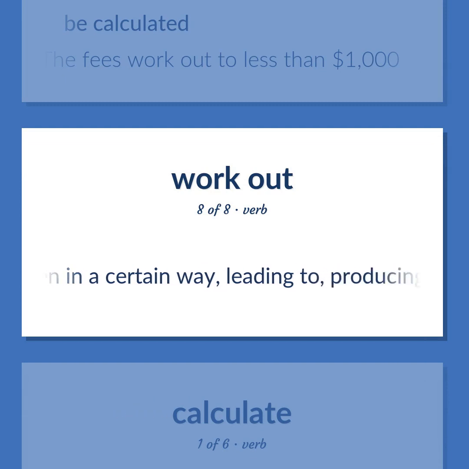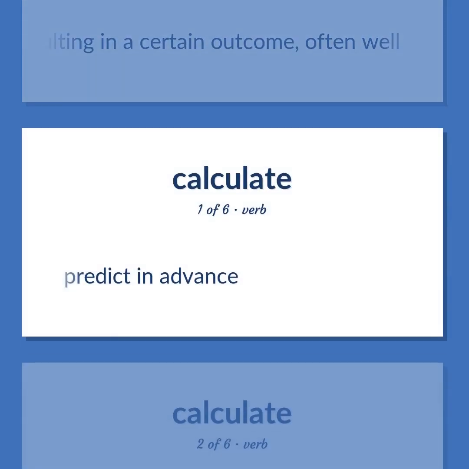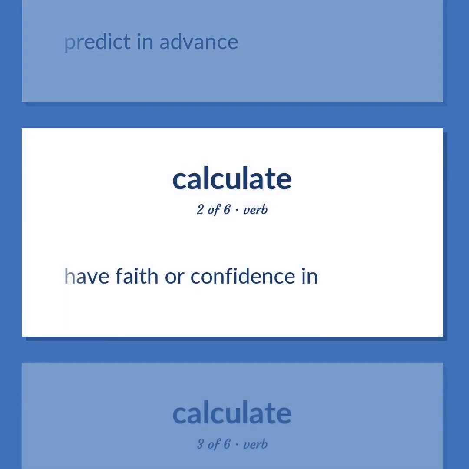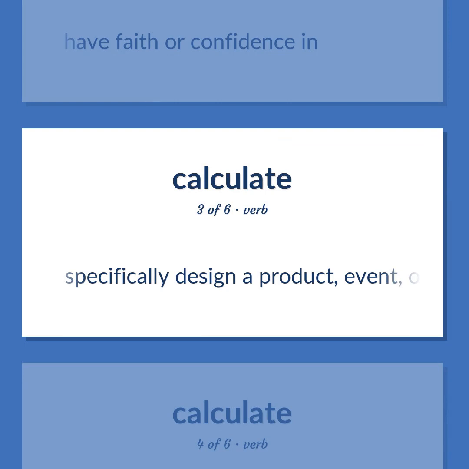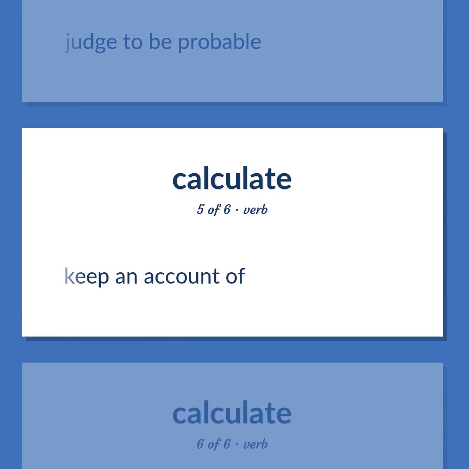Happen in a certain way, leading to, producing, or resulting in a certain outcome, often well. Predict in advance. Have faith or confidence in. Specifically design a product, event, or activity for a certain public. Judge to be probable. Keep an account of.